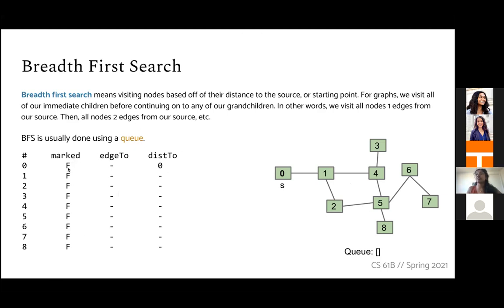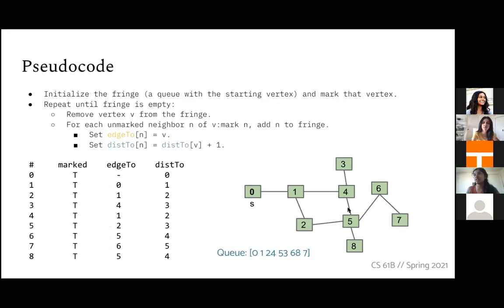So you can start off by saying F, as in false, I haven't visited them yet. And then slowly, as you start visiting things, you can start putting in T's for these instead. And the edge2 would be basically where you came from before, and then the dist2 would be the distance you are from the original source. So this will make a little more sense once I go into the pseudocode.